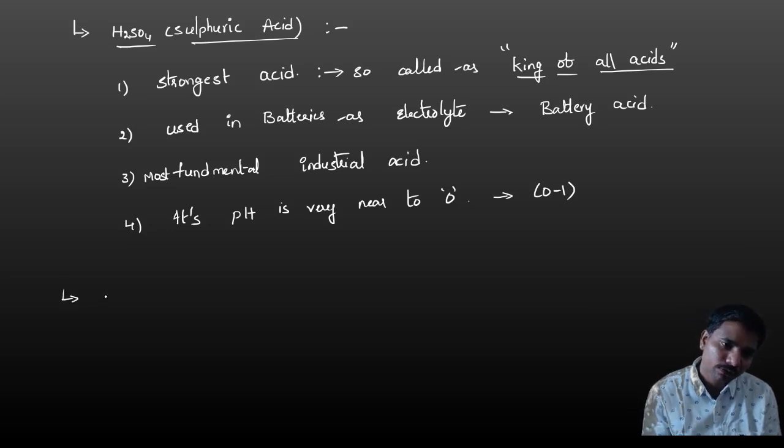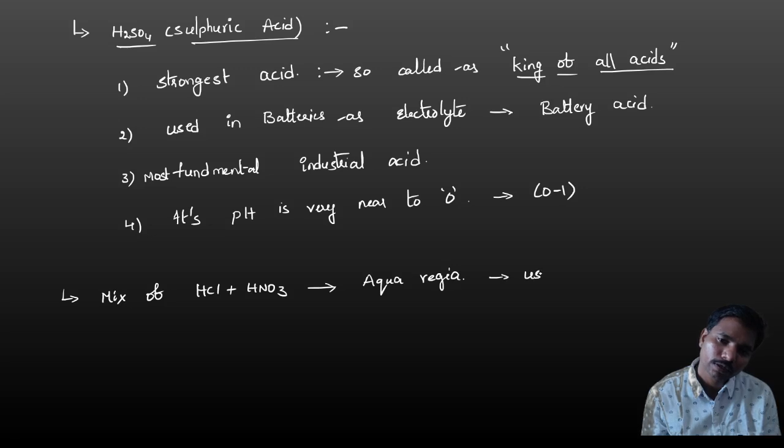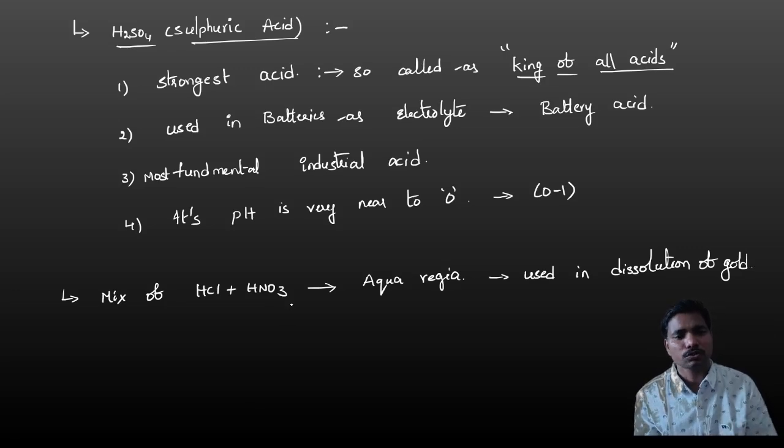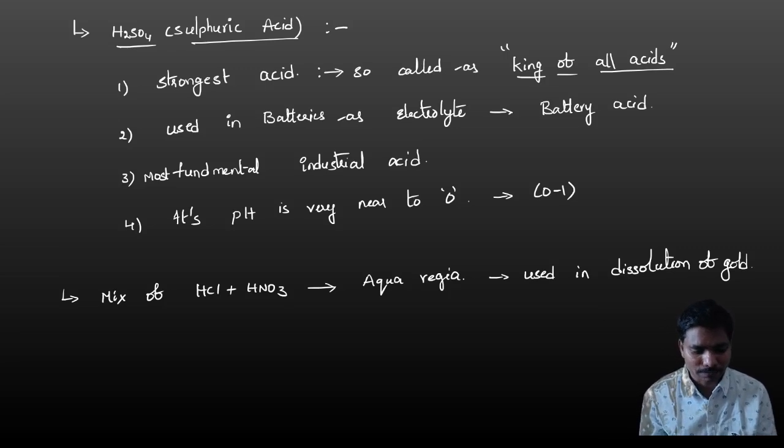And the mixture of HCl plus HNO3 is called aqua regia, used in the dissolution of gold. This is also very important. So these strong acids, like H2SO4, HCl, HNO3, are mostly used in all the industries. So these are the industrial acids.